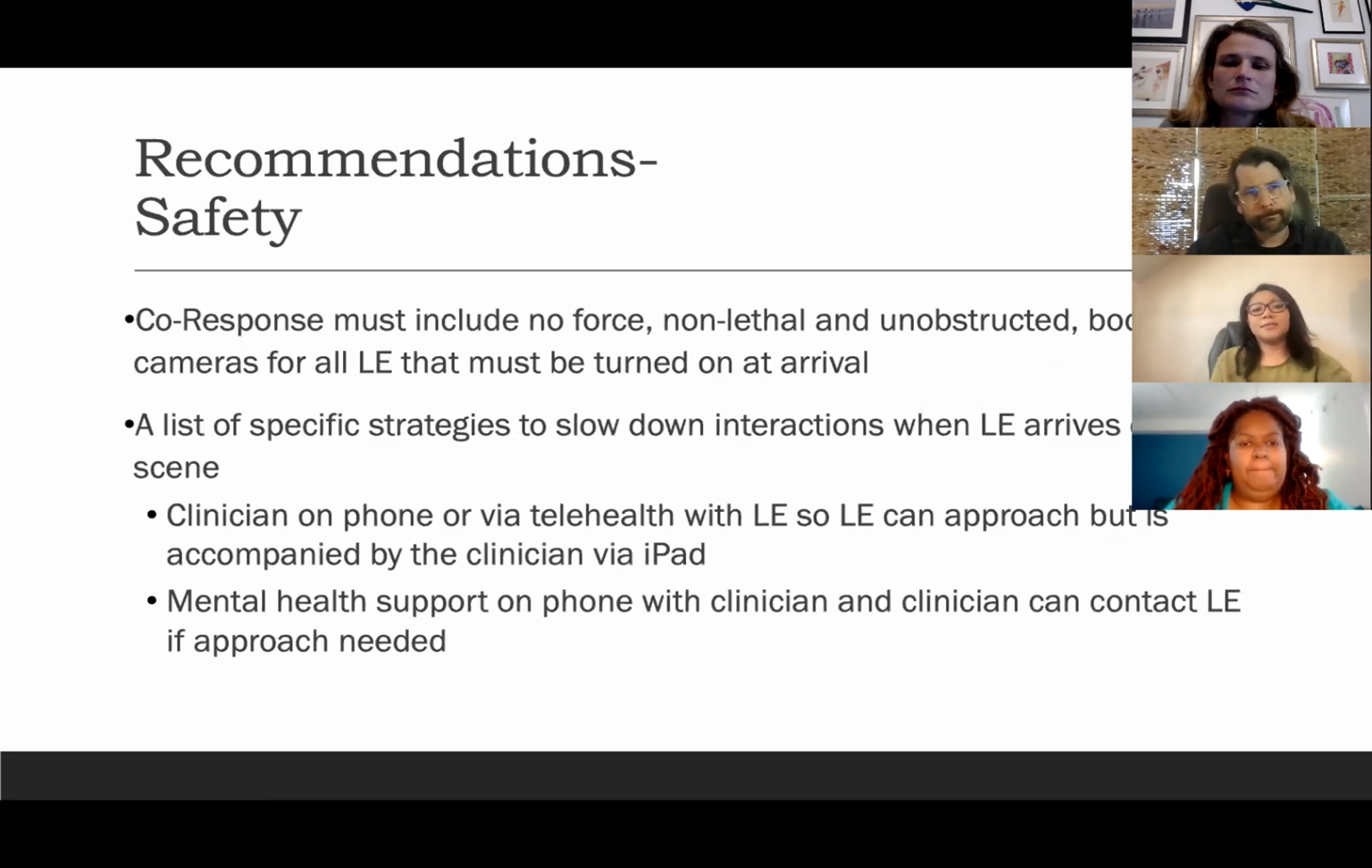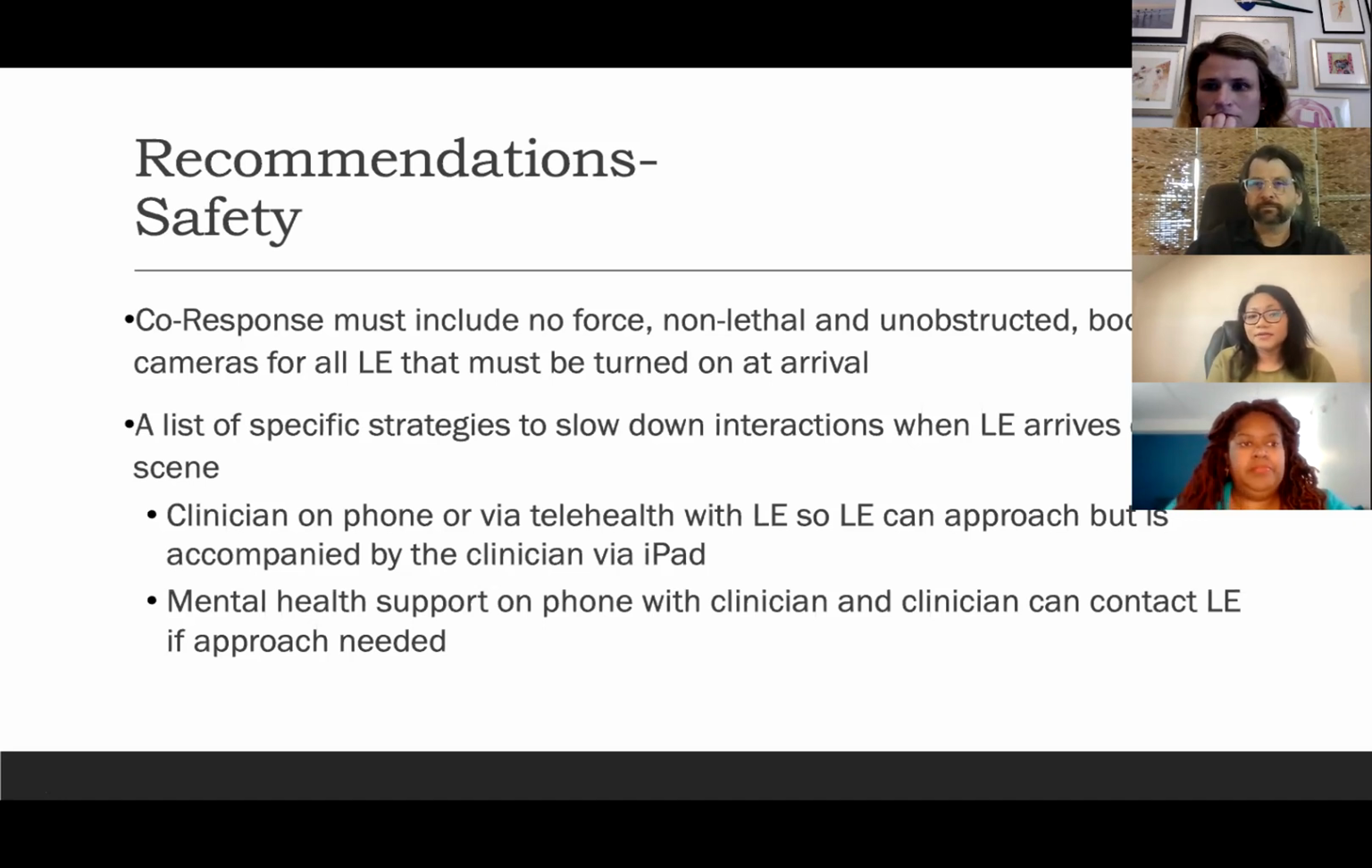So the co-response must include no force, non-lethal, and unobstructed cameras for all law enforcement that must be turned on at arrival. A list of specific strategies to slow down interactions when law enforcement arrives on scene. There was some discussion about law enforcement waiting in vehicles, and most of law enforcement expressed that they did not feel comfortable with that, not knowing what was actually occurring on the scene.